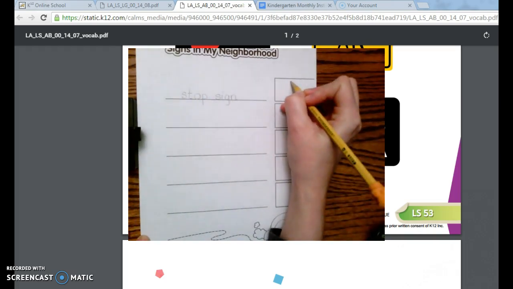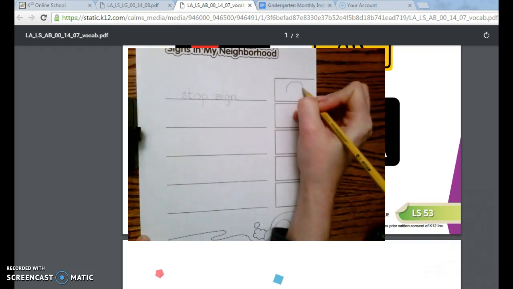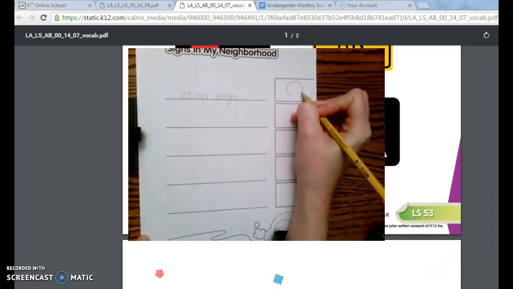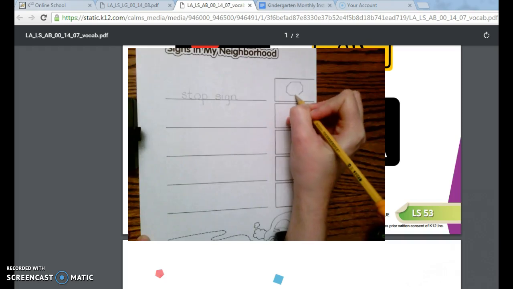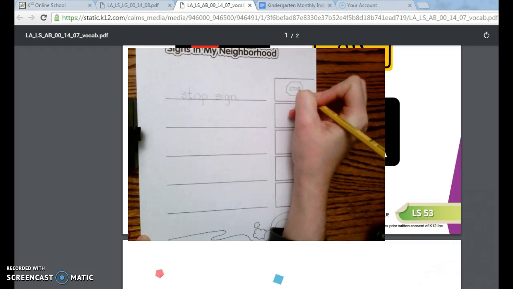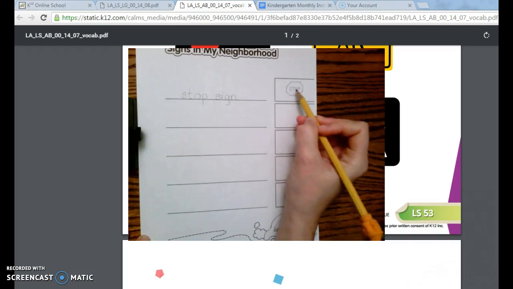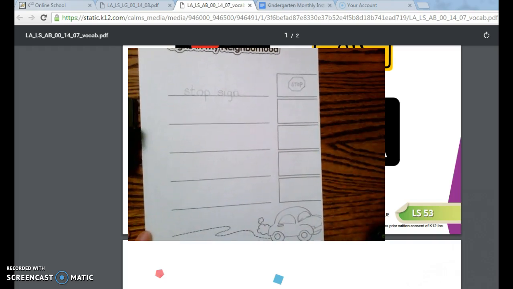Over in this box, I will draw a stop sign. Now, a stop sign is an octagon. That means it has 8 sides. So I am going to draw the sign, and I'm going to write, it says stop in the middle. And the next thing I would do would be get out my red crayon and color that stop sign.